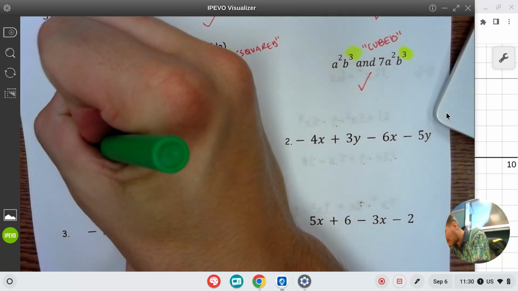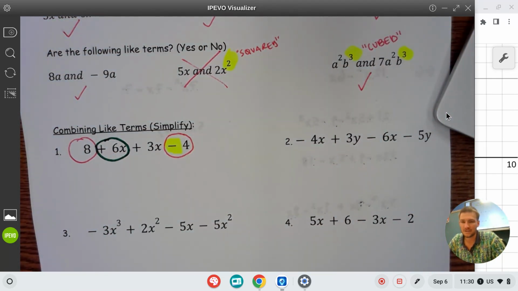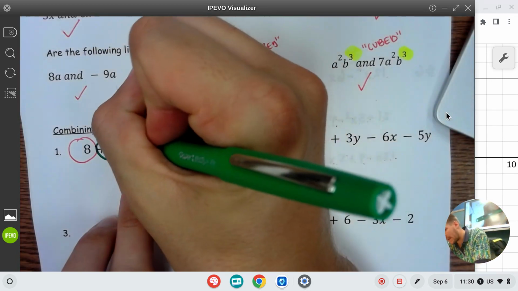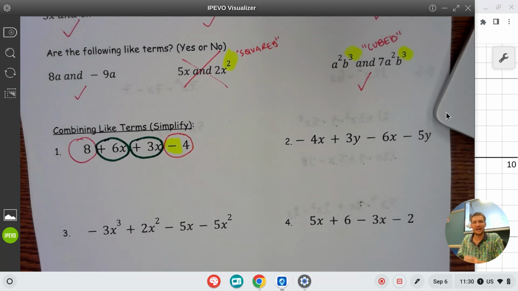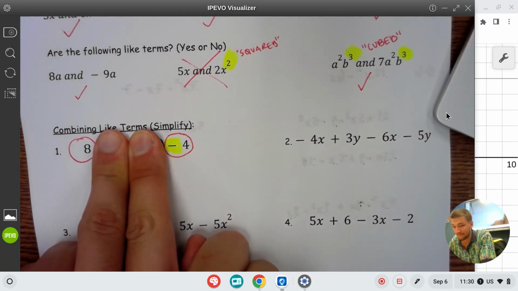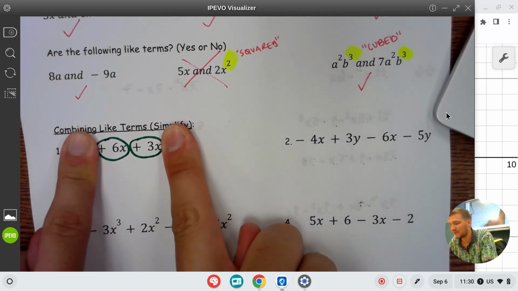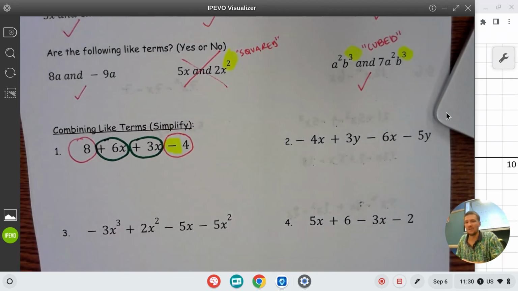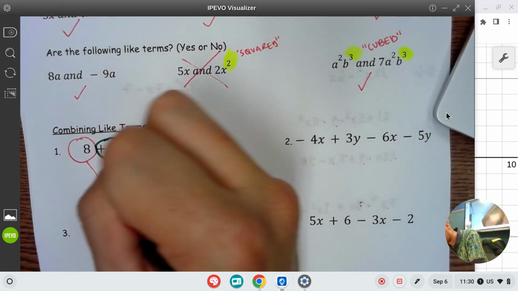What about this plus 6x? Does it have any matches? Of course, right? A plus 3x. It's definitely not rocket science. So I got different colors for mine. Would you agree that the 8 and the -4 are matches and that the 6x and the 3x are matches? Great. Now what's another step going on here is that we're going to have to actually combine them.